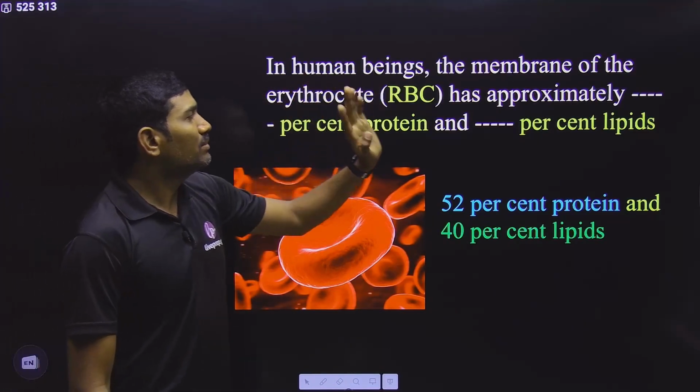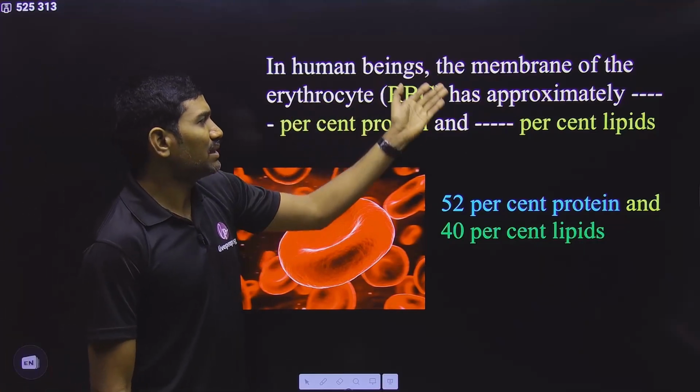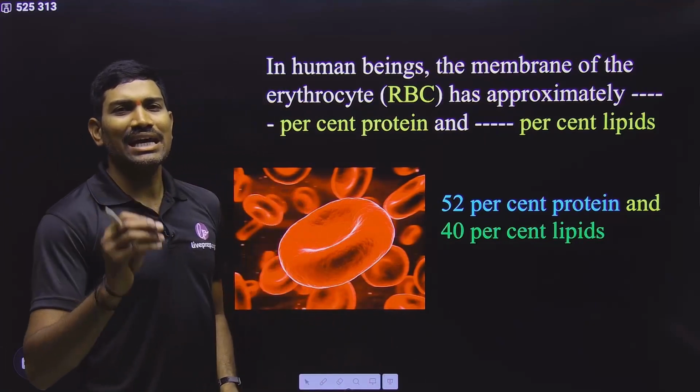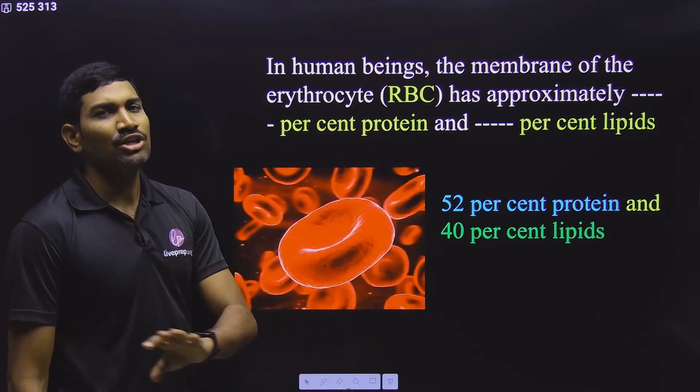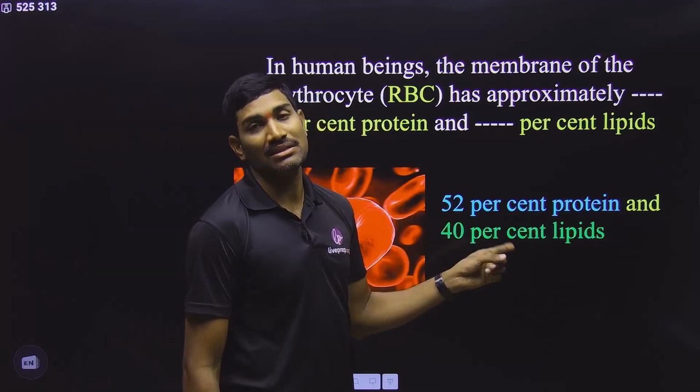Next one, in human beings, the membrane of the erythrocyte, that is RBC. The RBC plasma membrane has approximately what percentage of protein and what percentage of lipid? It is a standard information. Scientists have already calculated, so you need to give the value. And please remember, this value is based on the weight percentage.